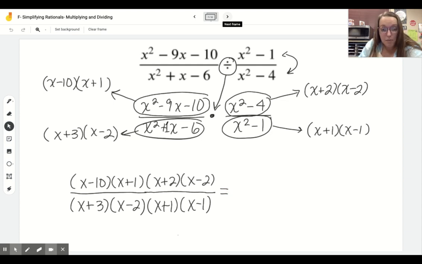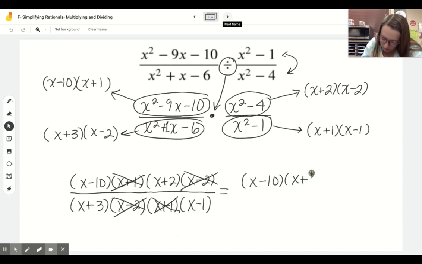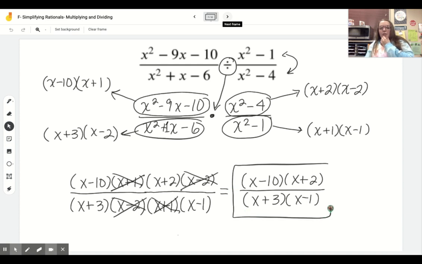Anything that's on the top and the bottom will cancel. So the x minus 2's and the x plus 1's. So I'm just left with x minus 10 times x plus 2 and x plus 3 times x minus 1. You can leave it in factored form. If you had just multiplied everything together across the top and the bottom, I don't think you would have been able to simplify this. So it's important that you always factor first and then see what you can do from there.